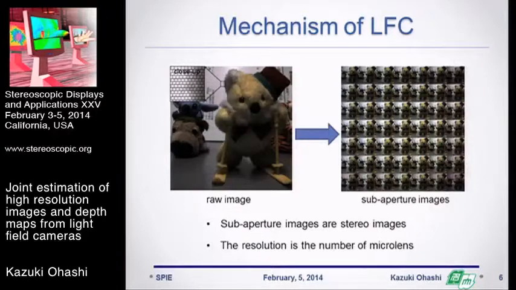Next. Left image is a raw image of a light field camera. And the right image is the arranged sub-aperture images. As shown in these images, sub-aperture images can be regarded as a set of rectangular images whose viewpoints are arranged on a 2D surface corresponding to the aperture of the light field camera. And thus, sub-aperture images are stereo images. And the resolution of sub-aperture images is the number of micro-lenses because pixels of sub-aperture images are arranged by extracting a pixel from each micro-lens.